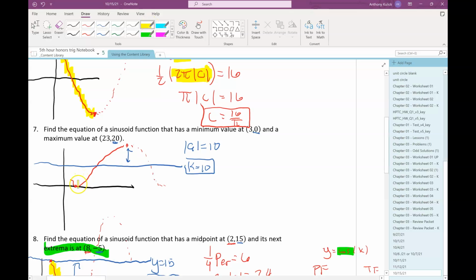And then if I look at the piece that I have, how much of a period is that? That's 1/2. Okay, agreed. So 1/2 the period is going to be the difference in the x coordinates. So 20 is the total change there. So when I solve that, 1/2 of 2 pi c equals 20. So c is going to be 20 over pi. Is that okay?